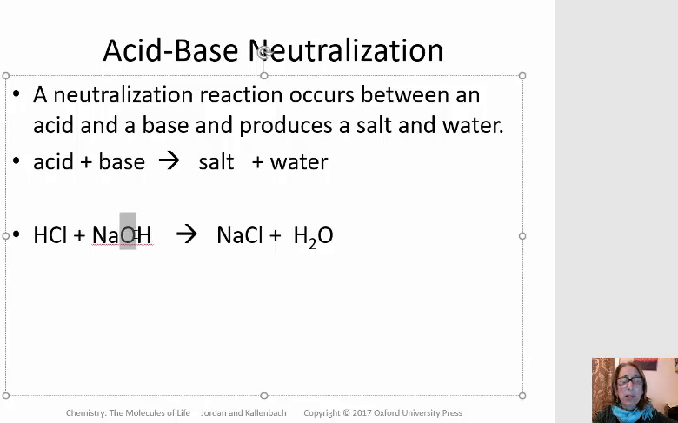Any compound that has hydroxide is a base. Hydroxide is always a base. Hydrochloric acid is always an acid. And when hydrochloric acid reacts with sodium hydroxide, we form water. Anytime hydroxide reacts with an acid, it forms water. And then it also forms an ionic compound. So this is known as a neutralization reaction.